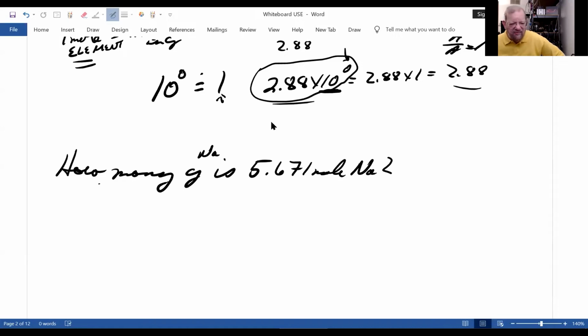So how many grams of sodium is 5.671 moles of sodium? And this is a question mark, not a number 2. And oh, it's an ugly looking question mark. Hold on.